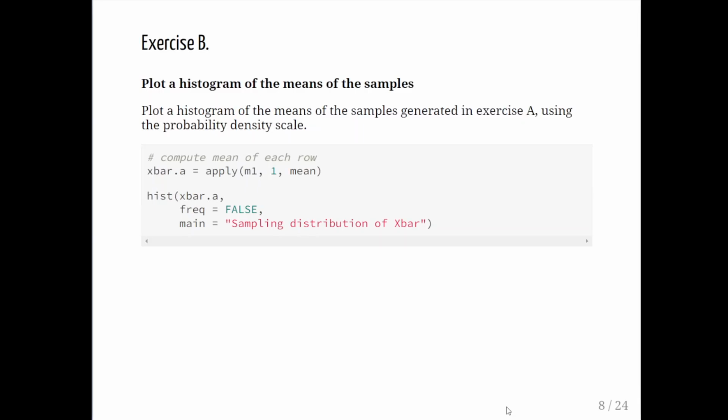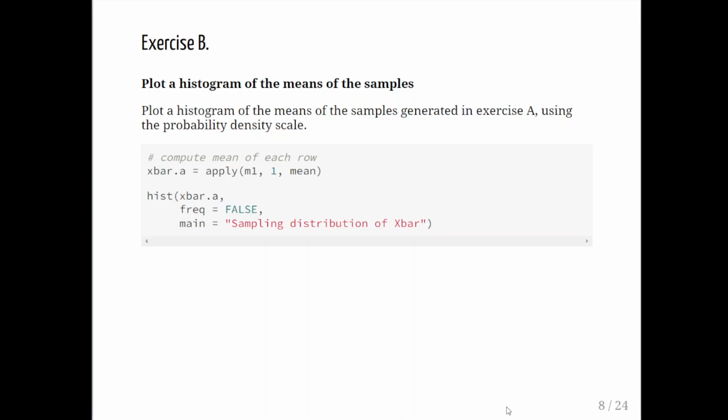Exercise B. Plot a histogram of the means of the sample. Okay, so what we're going to do here is first off get the means of each row. We've saved that matrix as M1. So we're going to compute the mean of each row. How do we do that? Well, we apply to M1, 1 meaning row-wise, and mean. So essentially, this just generates the mean of each row.